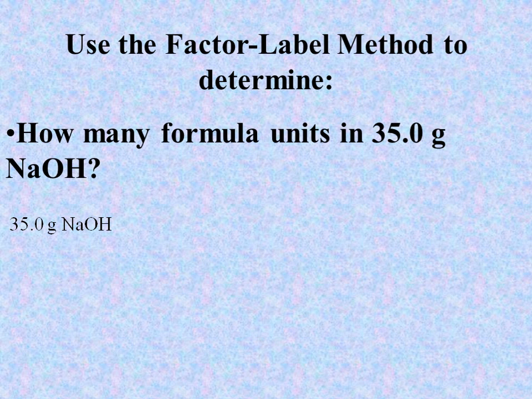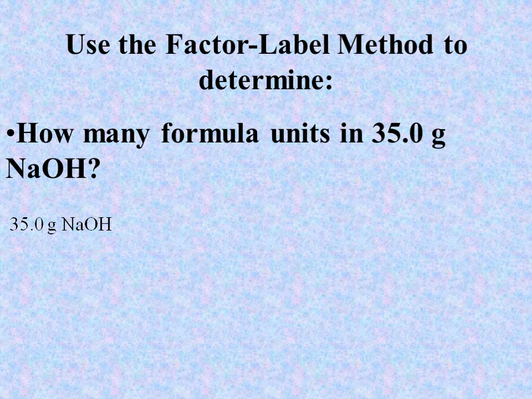In this example, we are asked to determine how many units of sodium hydroxide would be present in a 35.0 gram sample of sodium hydroxide. So we begin with the given amount of 35.0 grams, and because we are going from grams to the individual units, we can't go directly because not all formula units have the same mass. It's dependent upon the individual substance. So we have to first convert from grams into moles and then from moles into formula units.